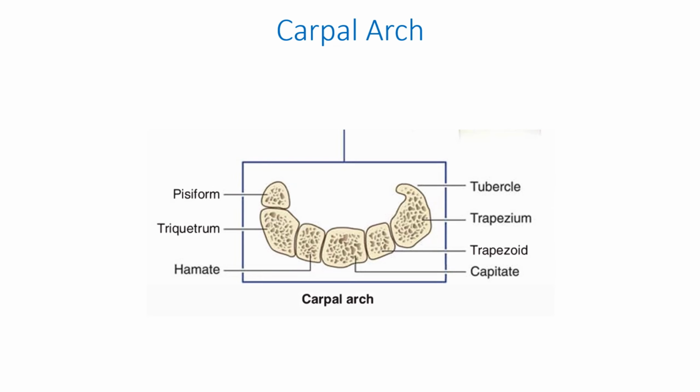So here's a diagrammatic representation of the carpal arc. We have the pisiform bone, the triquetrum, hamate, the capitate, the trapezoid, trapezium, and the tubercle. So these together form what we call the carpal arc of the wrist.